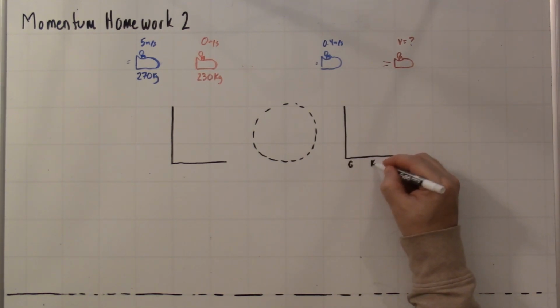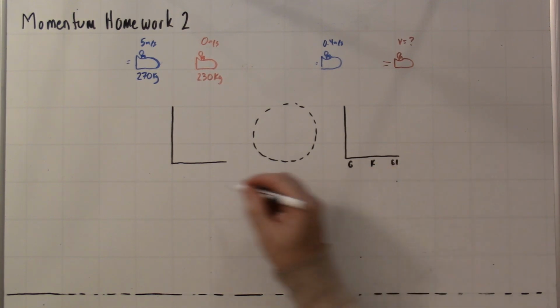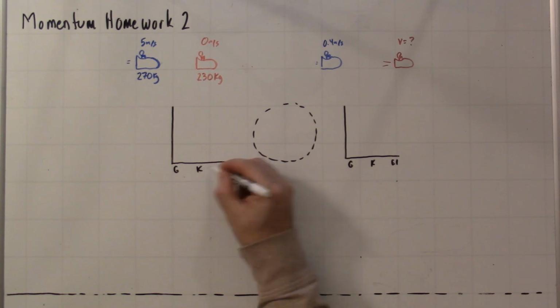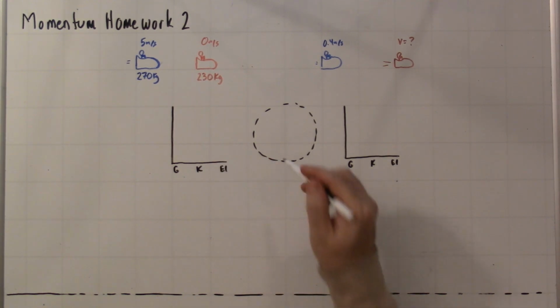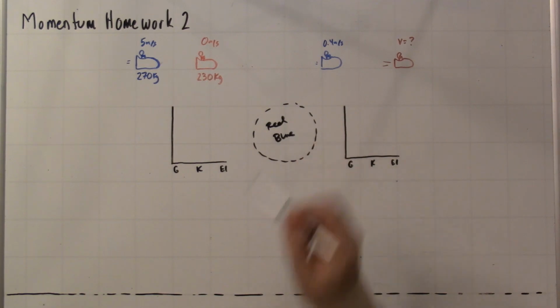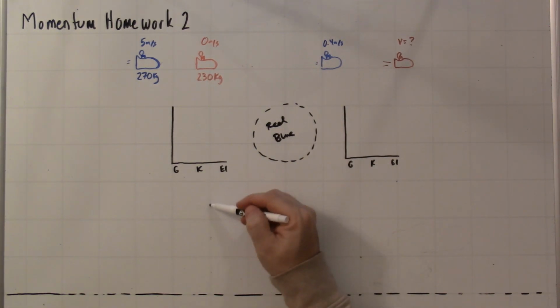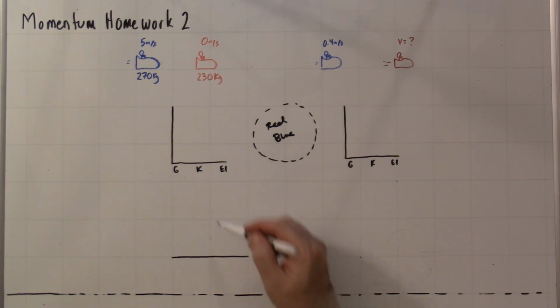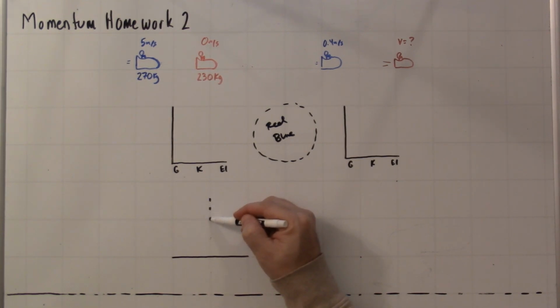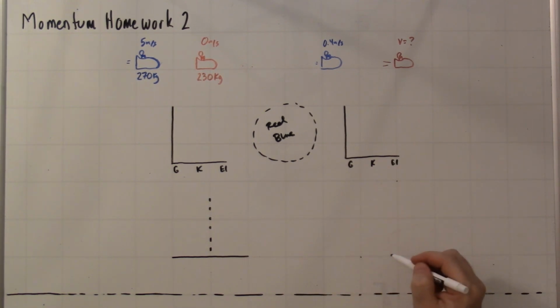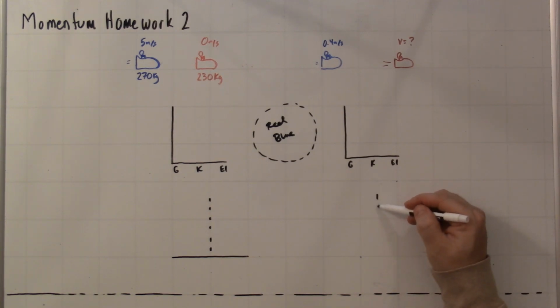Gravitational, kinetic, and elastic. So over here, gravitational, kinetic, and elastic. We got the red bumper car and the blue bumper car. Okay. I think to understand this, though, we're going to need to do the momentum first. And if we can do the momentum first, I think that's going to give us a better sense of what's happening here.